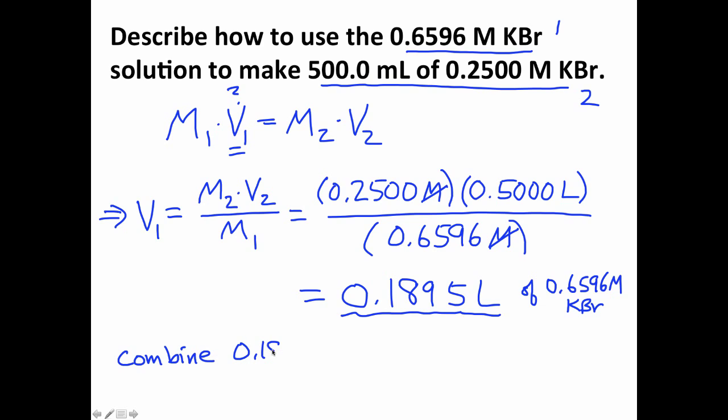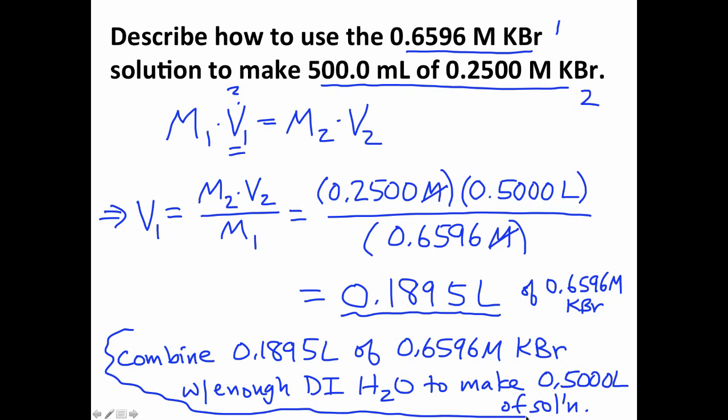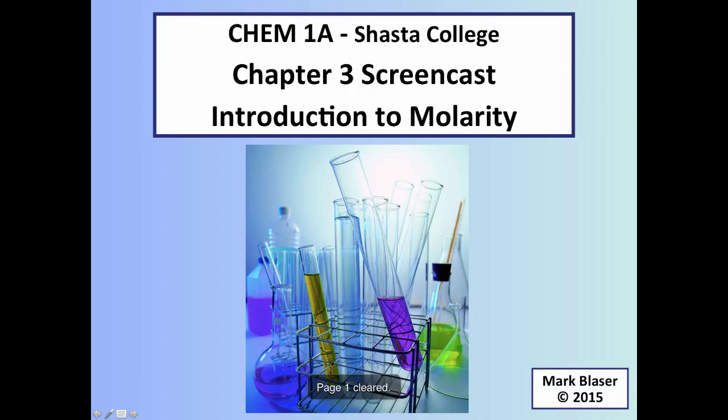the 0.1895 liters of the 0.6596 molar KBr solution with enough distilled water, so DI, deionized water, to make a total of 500 milliliters or 0.500 liters of total solution. So that is our final answer for the description of how to do this, and of course it agrees with what we did previously. And that's it for Screencast on Introduction to Molarity.